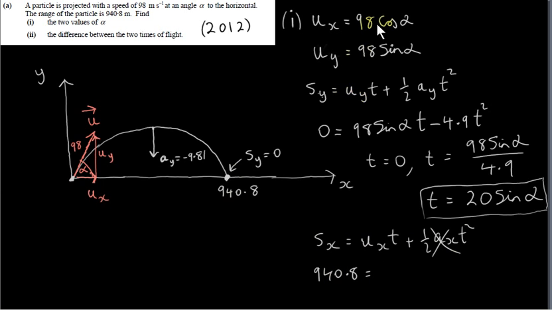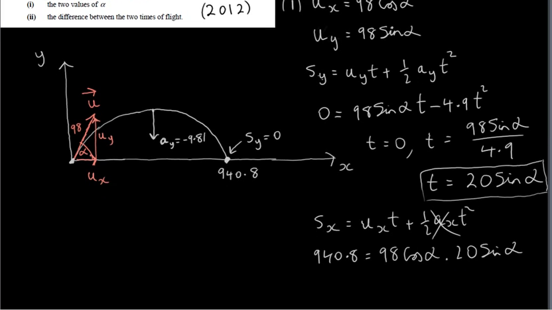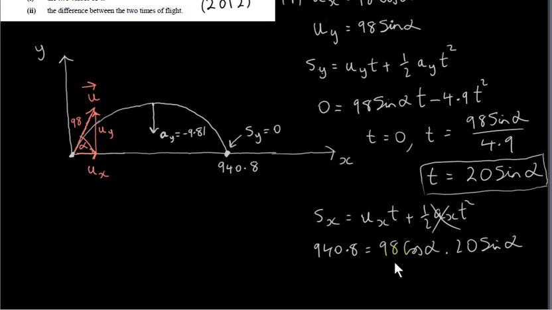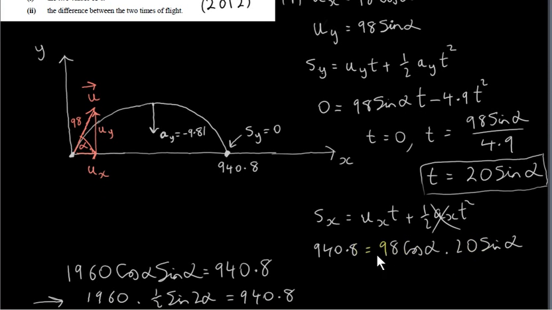The x component of the initial velocity is 98 cos alpha. T is the time taken for the particle to go from here to here, which we now know is 20 sine alpha. So we multiply ux by the time of flight. So we need to solve this equation. Multiplying 98 by 20, we get 1960. And what about cos alpha, sine alpha? Well, we can use an identity to take care of that.